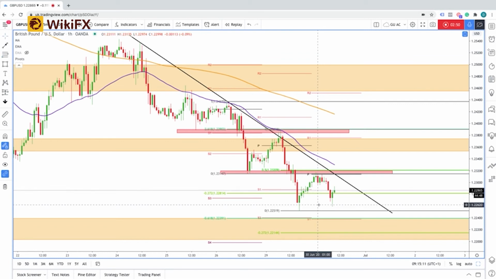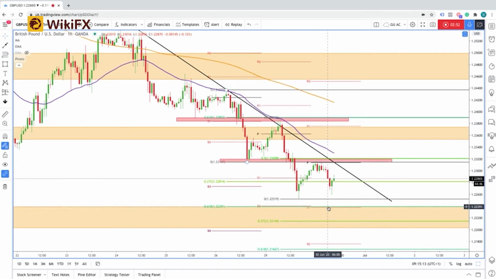Now, downward targets remain at around 122.39. This does tie in with today's S1 level and yesterday's S2 level. It is also a 161.8 retracement from the previous swing high to swing low.